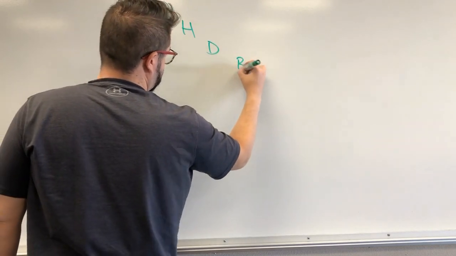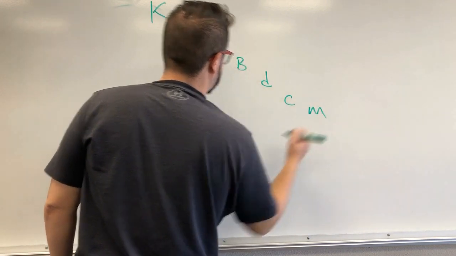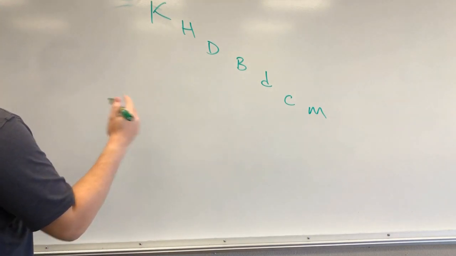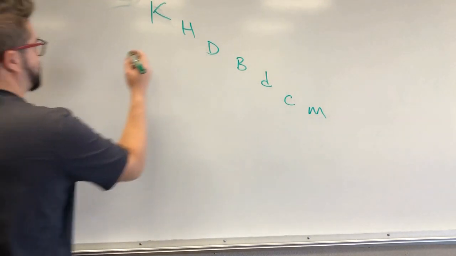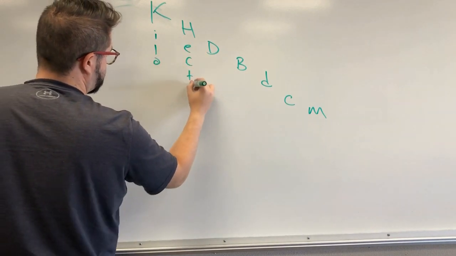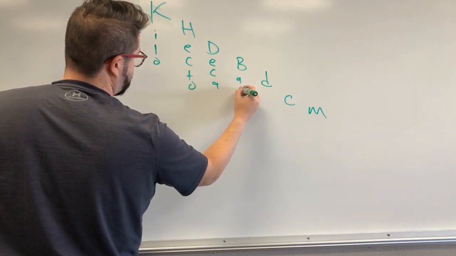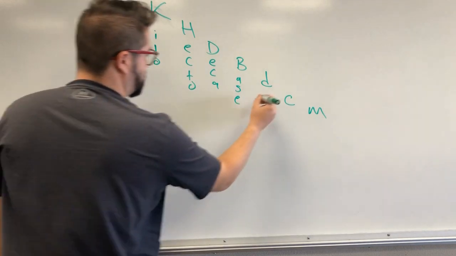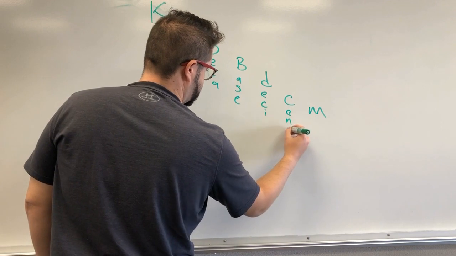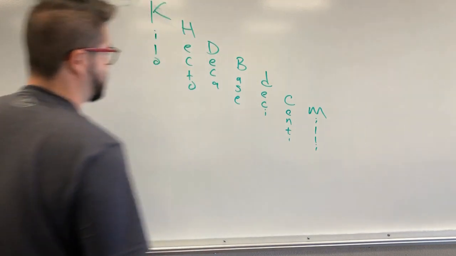I remember the order with the acronym. King Henry died by drinking chocolate milk. And if you remember, King Henry died by drinking chocolate milk, you'll remember what the prefixes actually are. K for kilo, H for hecto, D for deca. B is for our base. Base can be liter, meter, or gram. Little d for deci. C for centi, and M for milli. So those are all our prefixes.